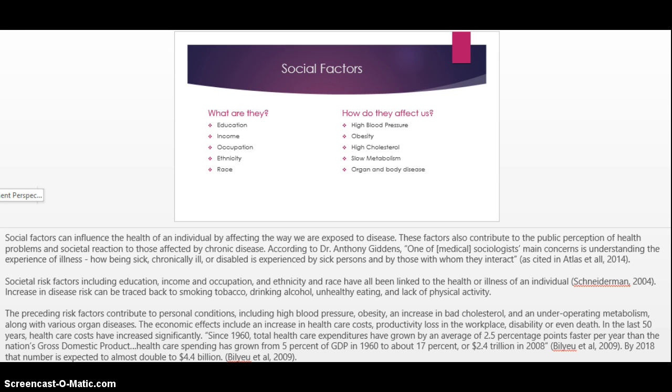Societal risk factors, including education, income and occupation, and ethnicity and race, have all been linked to the health or illness of an individual. Increase in disease risk can be traced back to smoking tobacco, drinking alcohol, unhealthy eating, and lack of physical activity. The preceding risk factors contribute to personal conditions including high blood pressure, obesity, an increase in bad cholesterol, and an underoperating metabolism, along with various organ diseases.